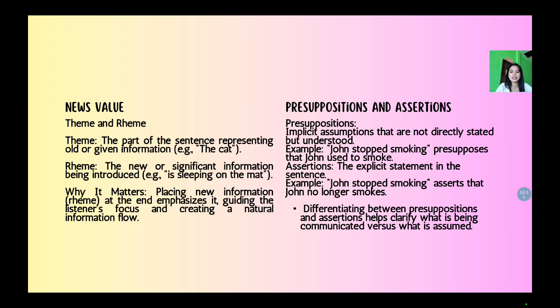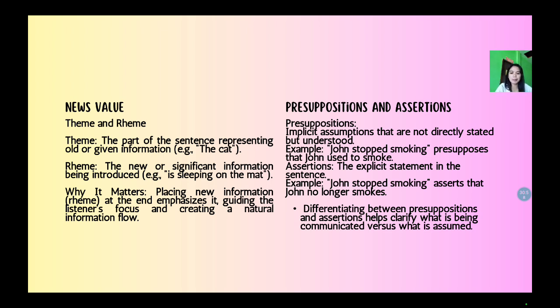Next is theme and rheme. Theme is the part of the sentence representing old or given information. Example: "the cat." Rheme is the new or significant information being introduced. Example: "is sleeping on the mat."